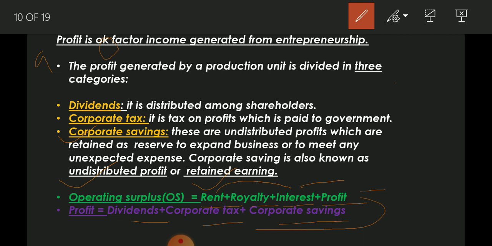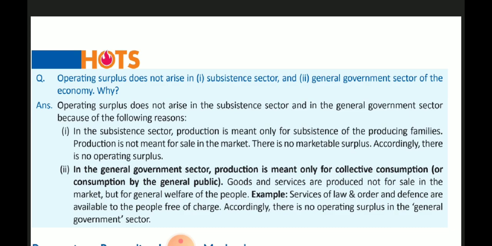And this corporate saving is also known as undistributed profit and retained earning. Now here is a high order thinking question. Operating surplus does not arise in the subsistence sector and general government sector of the economy. Why?